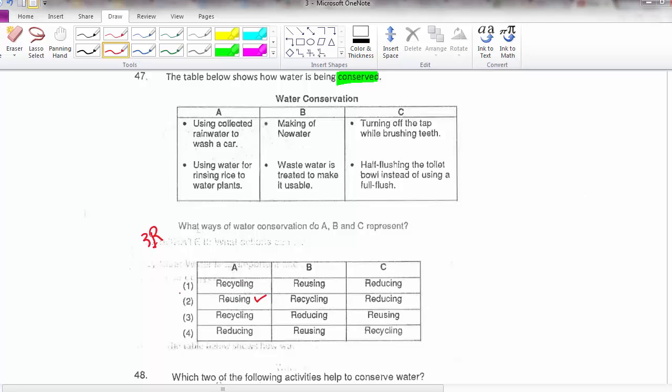Actually, you already found your answer. Answer is 2. But let's just go down the line and see whether we are correct. Now B, if I making of new water and wastewater is treated to make it usable, what I'm actually doing is I'm recycling. So recycling means to make it new again. Okay, to make it new again. So C is turn off the tap while brushing teeth, half flushing the toilet bowl instead of using a full flush. This will be reducing because you cut down the number of or the amount of water used.